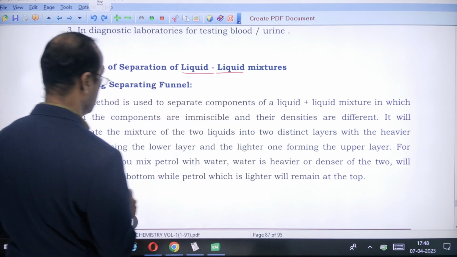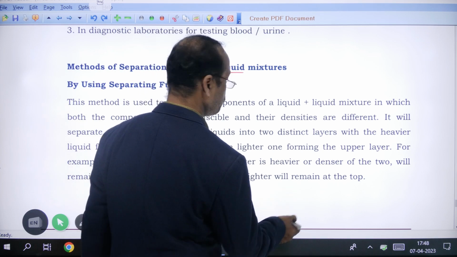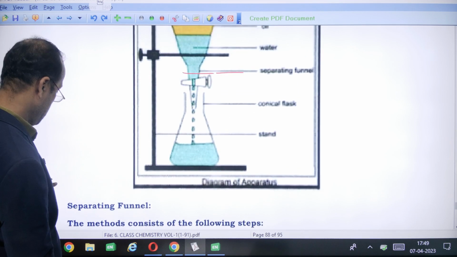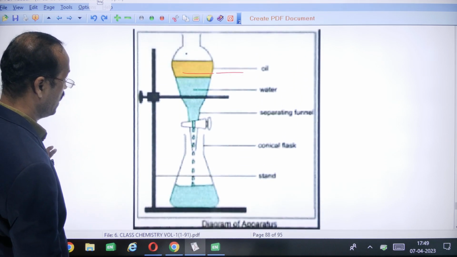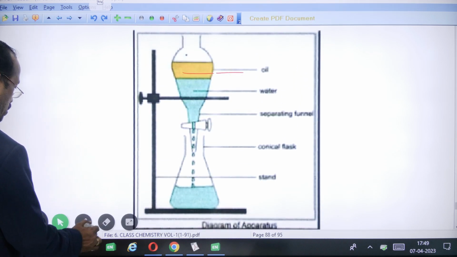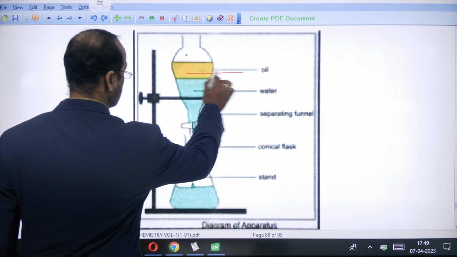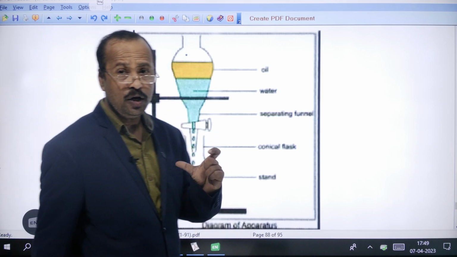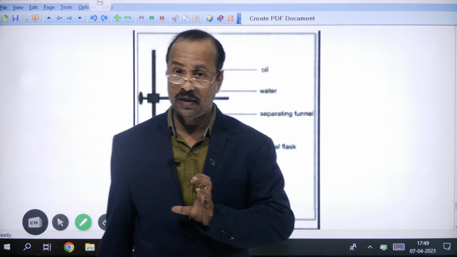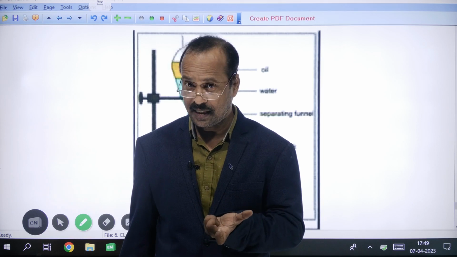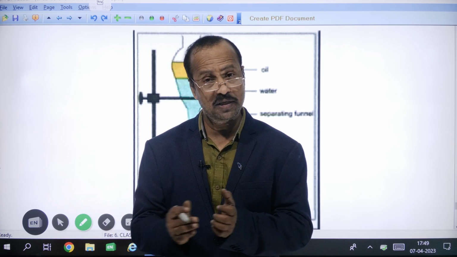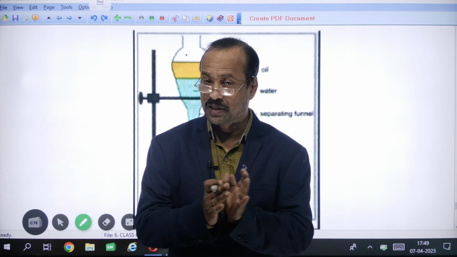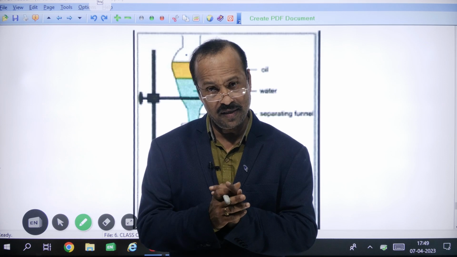So here you see students, the first one is the separating funnel. Where do we use this method? This method, the separating funnel, we use to separate two liquids with different densities, or immiscible liquids. Immiscible means if we take two liquids, these two liquids will not mix with each other. Imagine that they don't mix with each other.